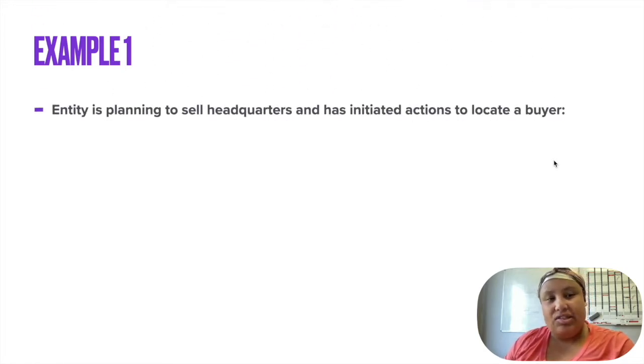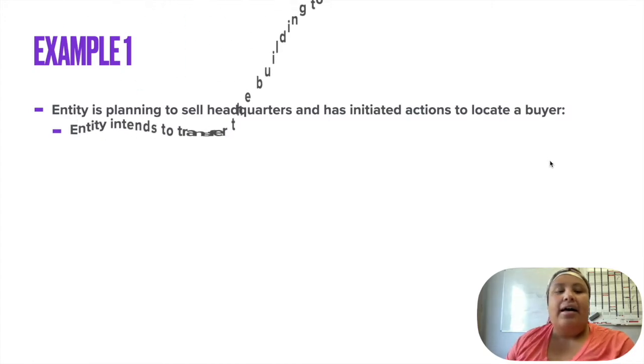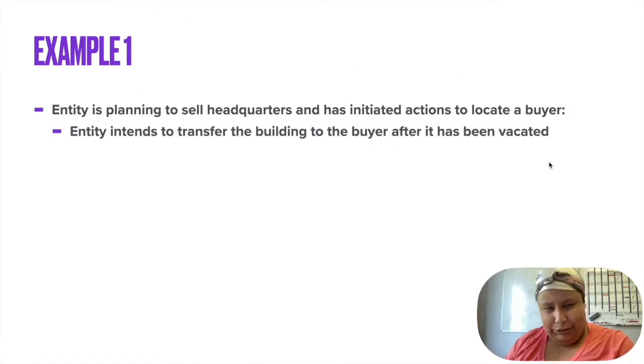In example 1, the entity is planning to sell its headquarters, and has initiated actions to locate a buyer. So it's trying to locate a buyer for its property, and it intends that it's going to transfer the building to the buyer after it has been vacated. So as soon as the entity moves out of its building, it will then do the transfer of the building.